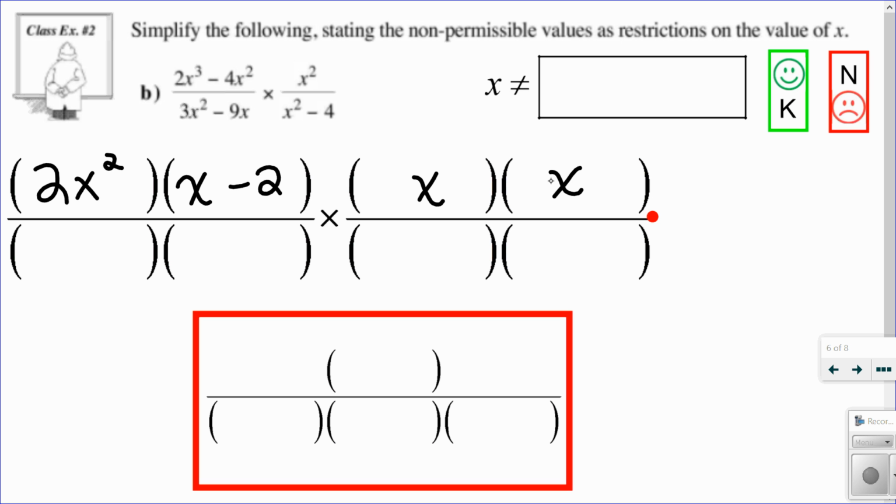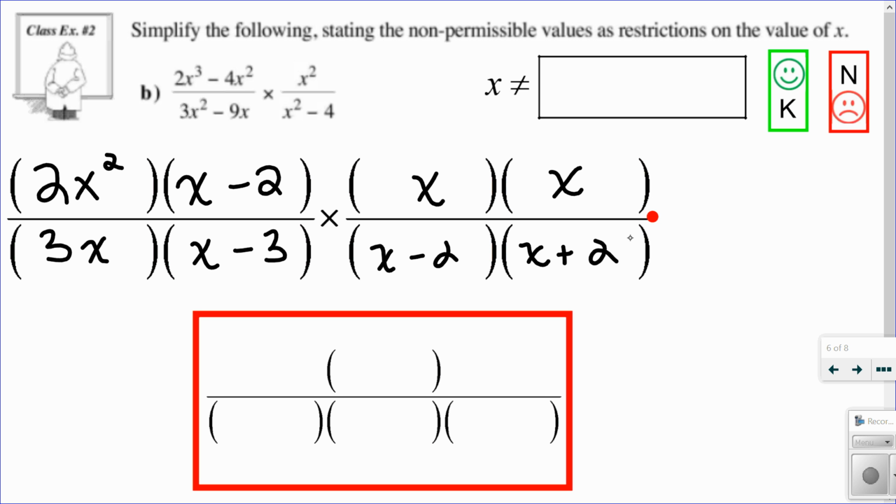Again, I'm going to write it out twice, just because it makes canceling a little easier. So 3x squared minus 9x. 3 and 9 have a GCF of 3. x squared and x have a GCF of x. So 3x squared divided by 3x is x, minus 9x divided by 3x is 3. x squared minus 4, that's just a difference of squares, x minus 2 times x plus 2.